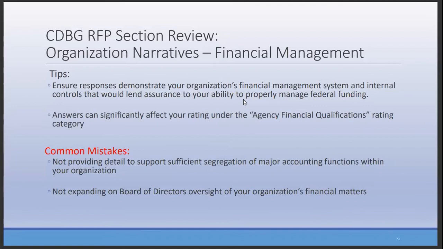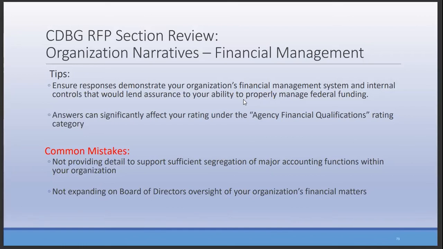Here are some tips you can utilize in your financial management organization narratives. Ensure that your responses demonstrate your organization's financial management systems and internal controls. Questions in this section are very specific and multi-layered. This section is definitely an instance where agencies are often vague or provide incomplete answers. Remember that if a question asks for A, B, and C, provide A, B, and C. Answers to these questions can significantly affect your rating under agency financial requirements.